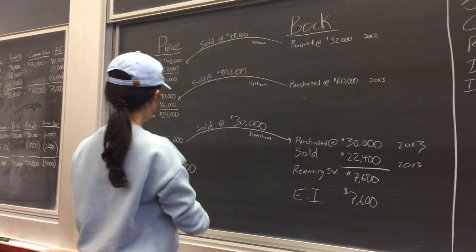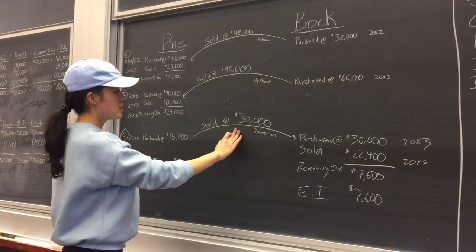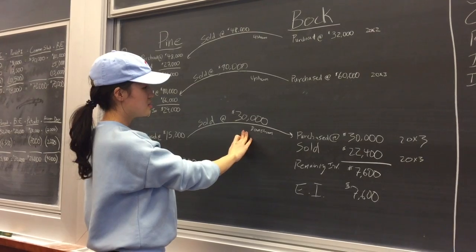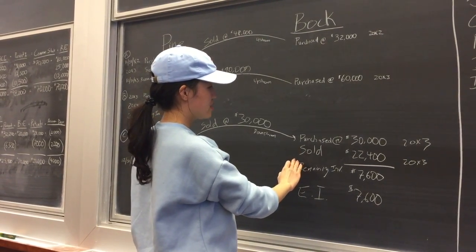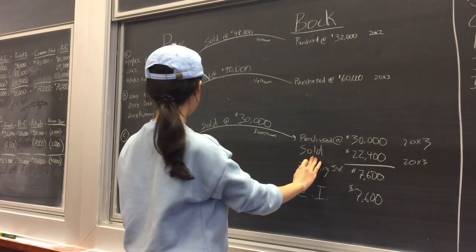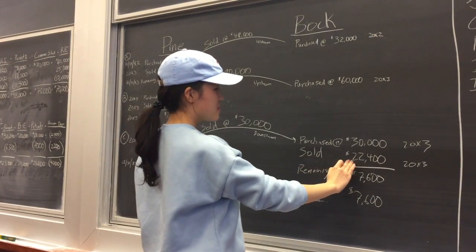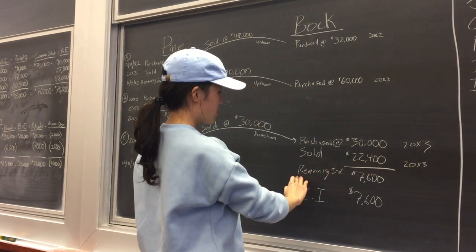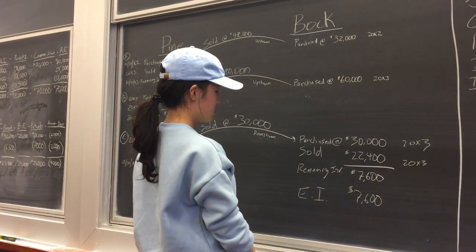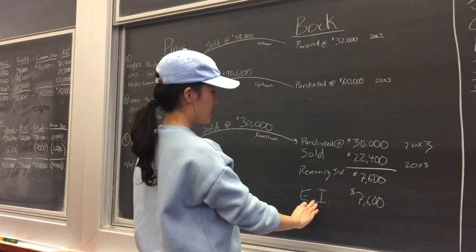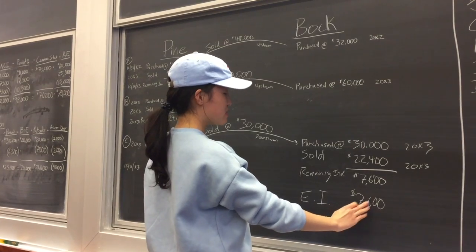The third transaction: Pine sold inventory at $30,000 downstream to Bob, and Bob sold a portion, with $22,400 cost of goods sold, which led to a remaining inventory of $7,600. So the ending inventory will be $7,600.